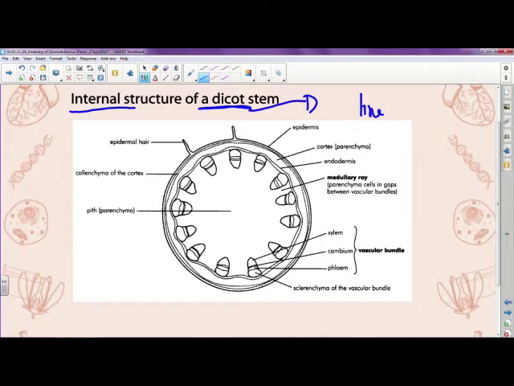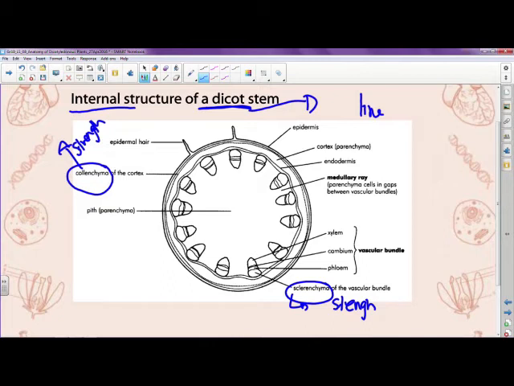So if you look at the line diagram, I'm hoping that certain words are going to jump out at you. Because what is their function? Here's collenchyma, its function is to strengthen. And here's sclerenchyma, its function again is to strengthen. Why? Because both of those are tissues whose cell walls have been hardened with lignin.